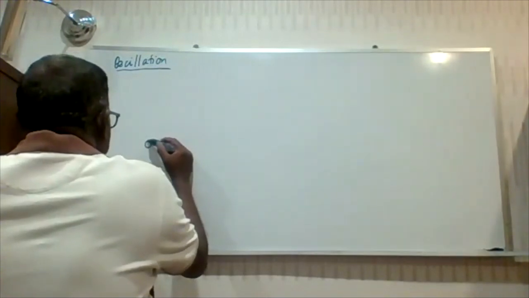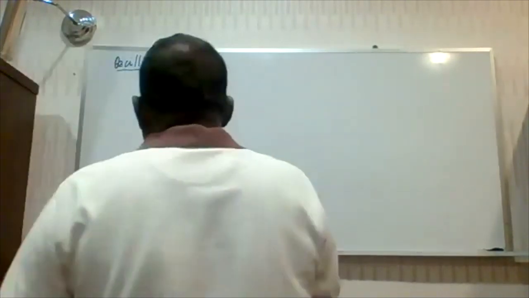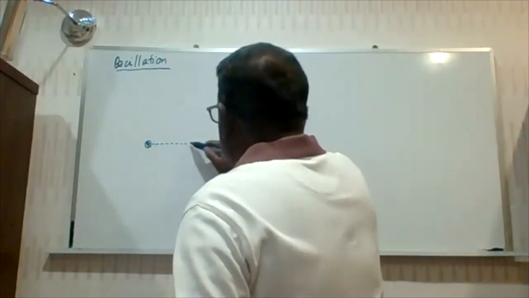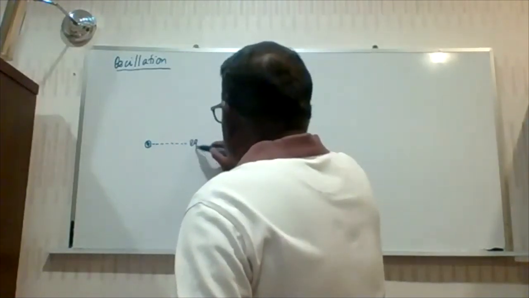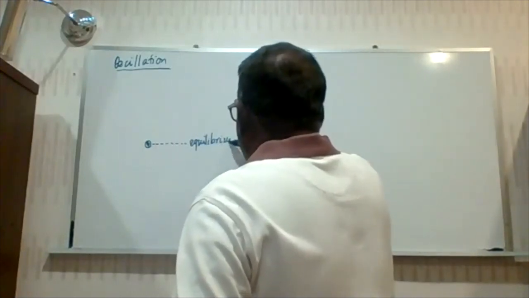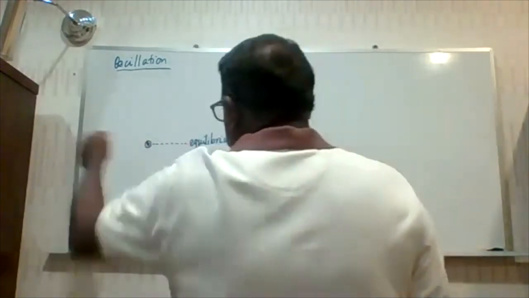So let's say this is a particle. This particle is at an equilibrium point, which I'm going to indicate with a line. So this is the line of equilibrium. I'm just going to put it as equilibrium. All right, so that's an equilibrium point.